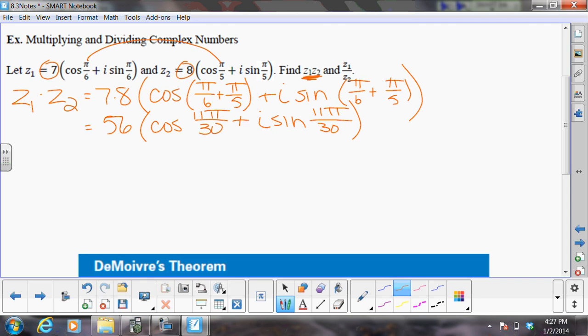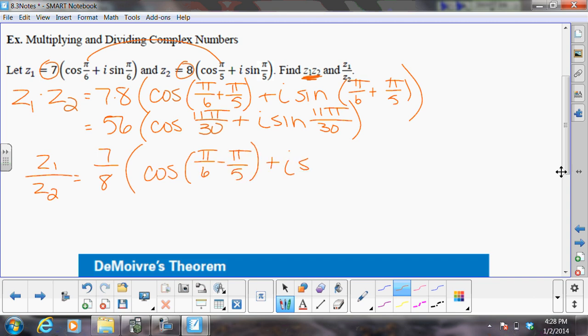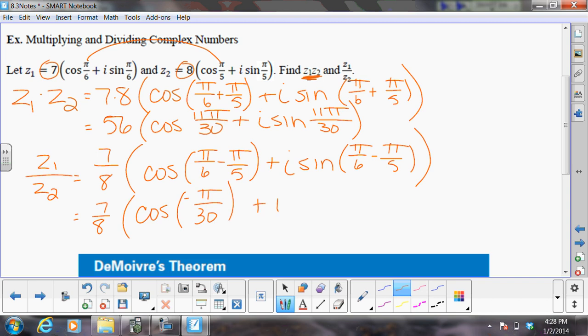Next one, division. Z1 divided by Z2, 7 divided by 8, then cosine pi over 6 minus pi over 5, and we subtract our thetas. There's nothing to do with 7/8, so just leave it 7/8. So we have cosine negative pi over 30 plus i sine negative pi over 30.